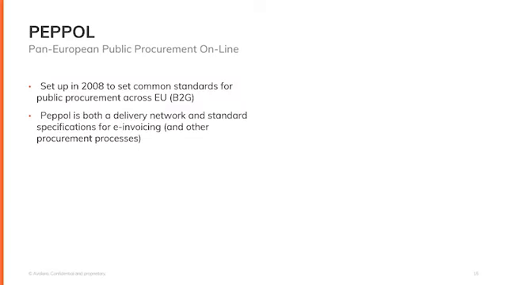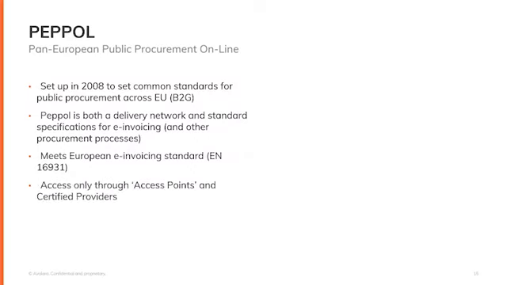And Peppol is both a delivery network, how an invoice is issued and shared and received by different parties, but it also encompasses a set of standard specifications for e-invoicing to ensure interoperability between different parties, different systems, and within Europe, different countries. The Peppol standards actually meet the main European e-invoicing standard, which is EN 16931, and you connect to the Peppol network via access points, typically run by certified Peppol providers.